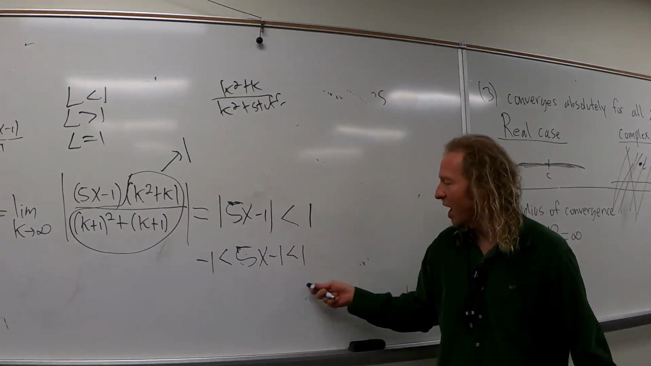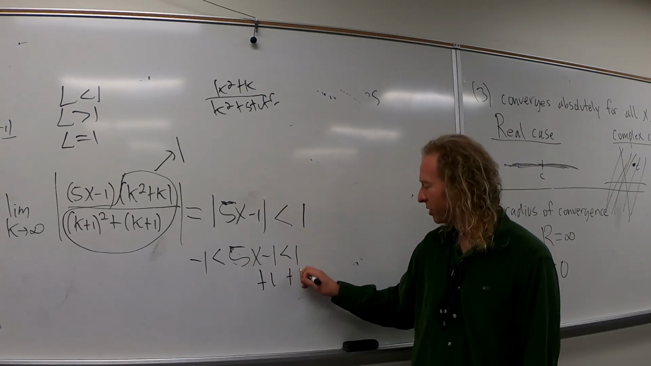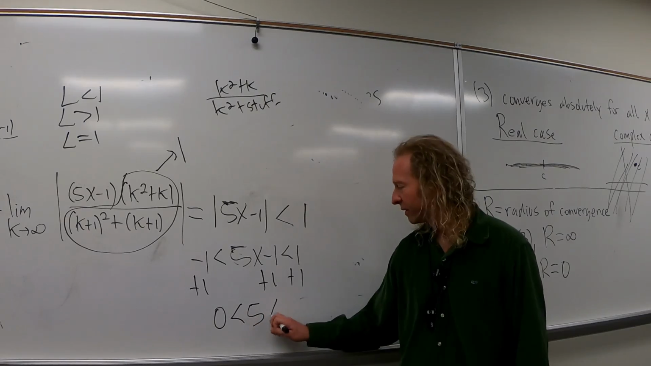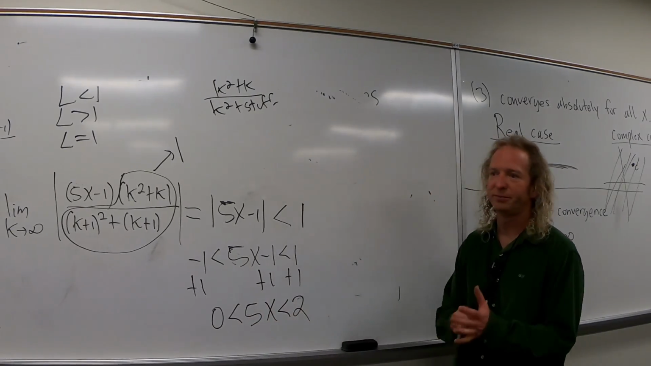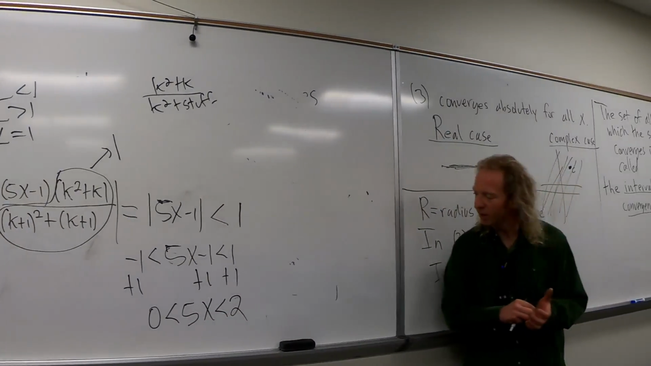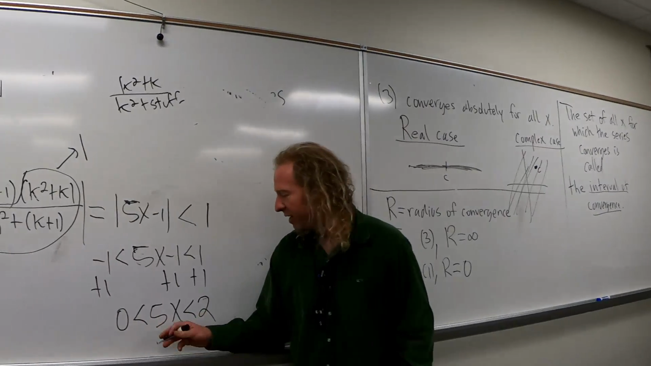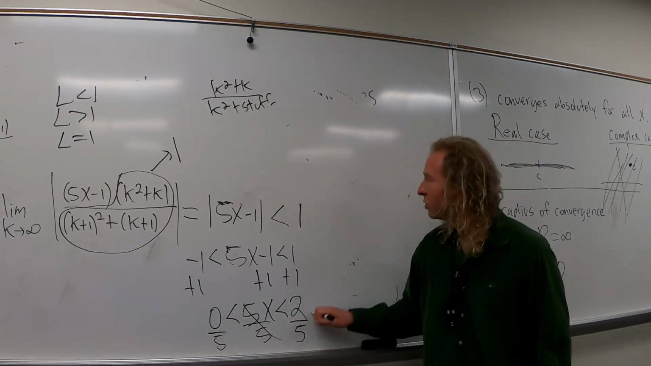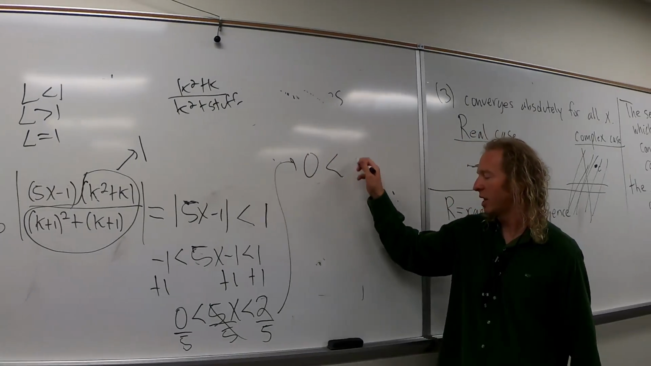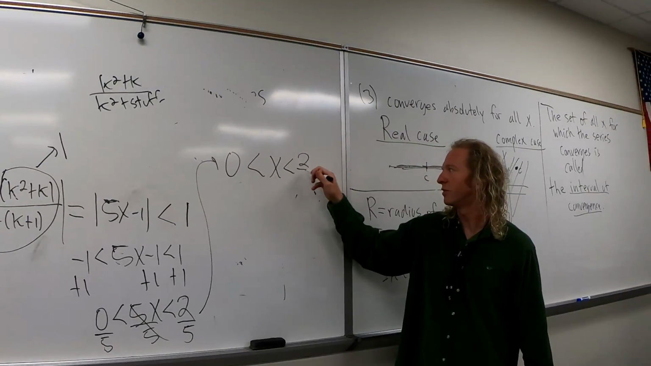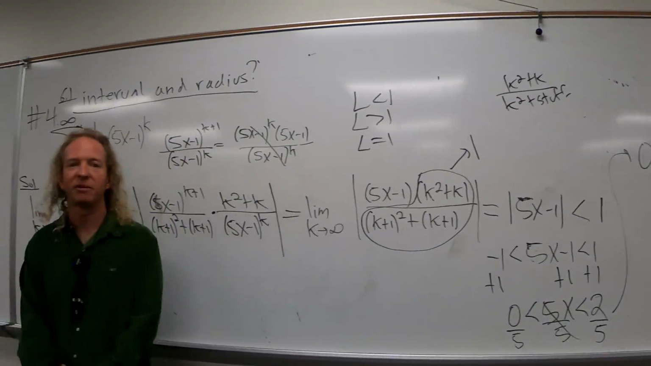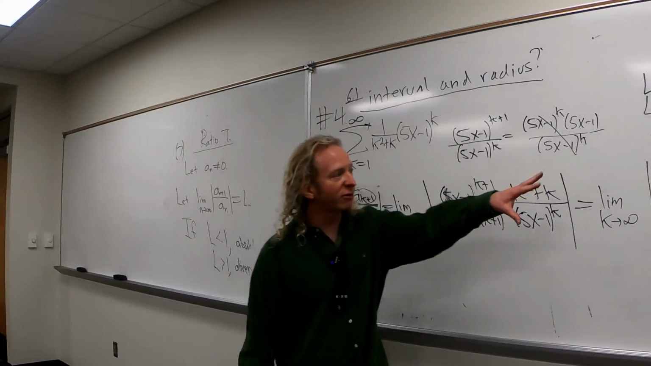Then you just add 1 to all 3 sides. So plus 1, plus 1, plus 1. So you get 0 less than 5x less than 2. Then we just divide by 5. So we end up with 0 less than x less than 2/5. We're almost there. We're like halfway there. So that's the interval of convergence, kind of.